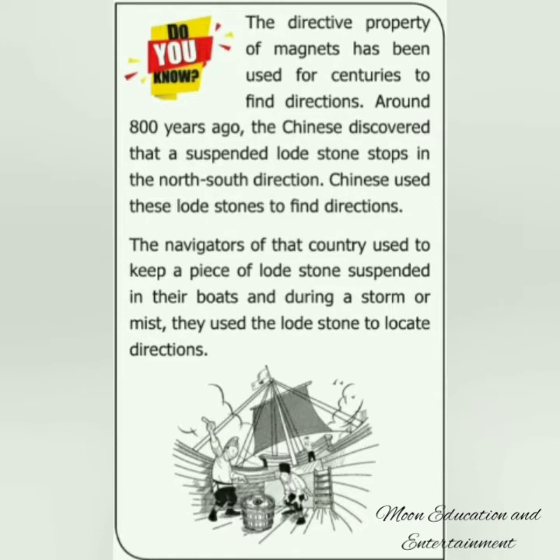Let us know something new. The directive property of magnets has been used for centuries to find directions. Around 800 years ago, the Chinese discovered that a suspended lodestone stops in the north-south direction. The Chinese used the lodestones to find the direction; these we now popularly call magnets. The navigators of a country used a piece of lodestone suspended in their boats, and during a storm or mist, they used the lodestone to locate the direction in ancient times.